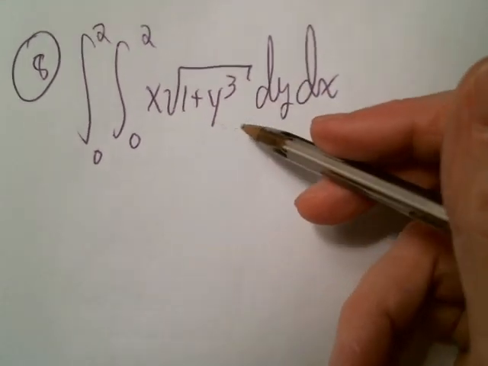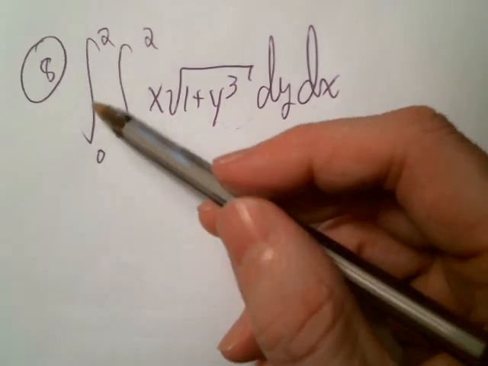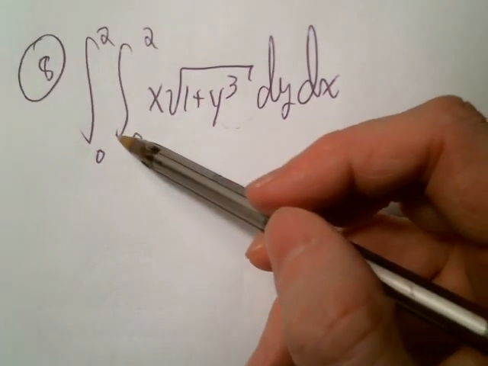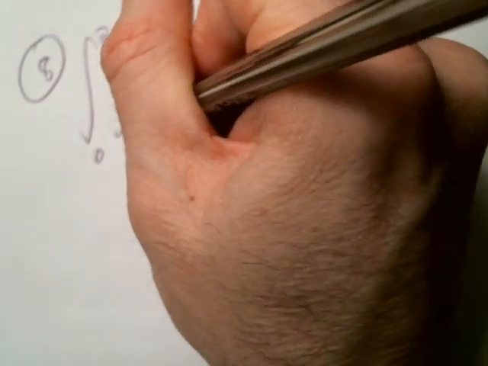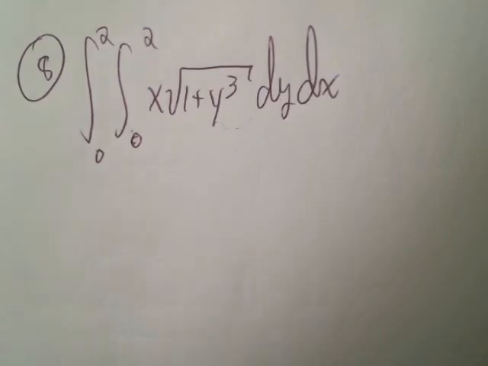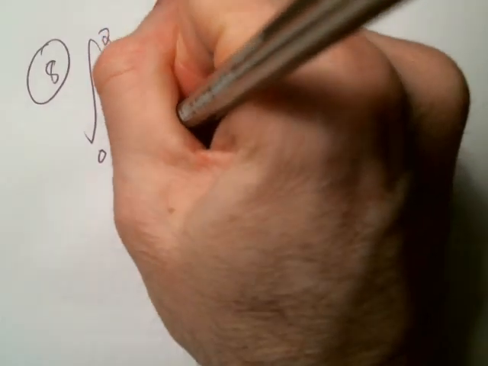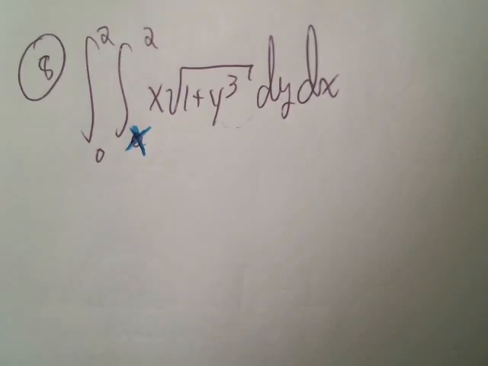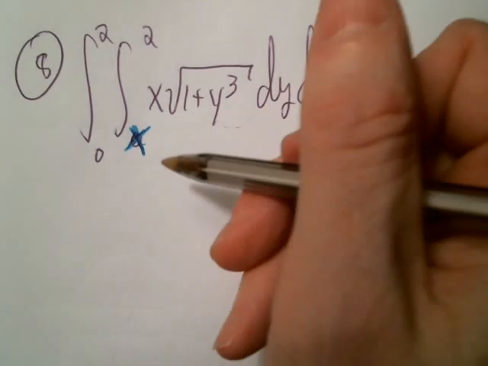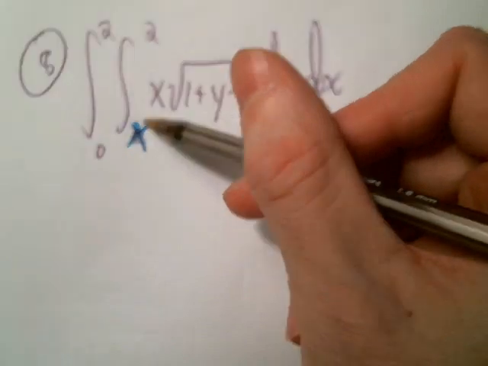In order to switch the order, I need to figure out what I'm integrating over. In this problem, oh, this should be an x down here, so not 0. It would be really easy if that was 0, right? That would just be a box. And for boxes, you pretty much don't have to do anything. You could just switch the order without affecting anything. But this one, we have to be a little more careful, going from x to 2.